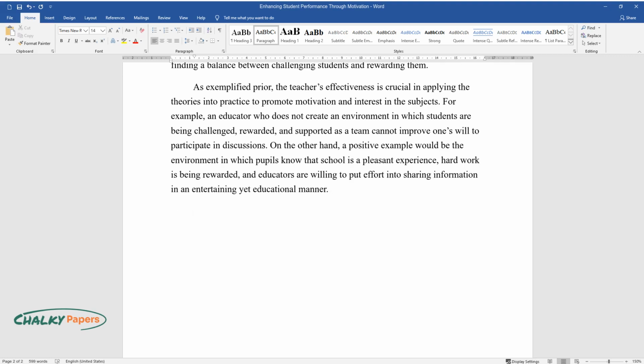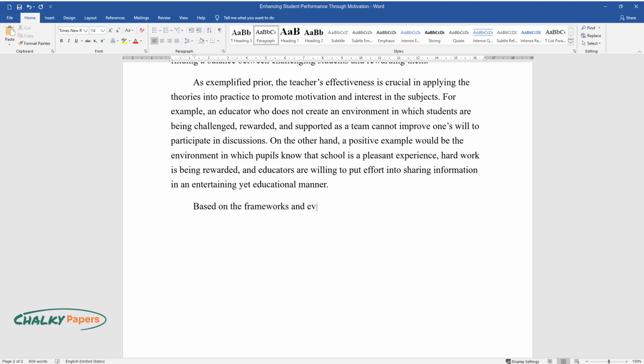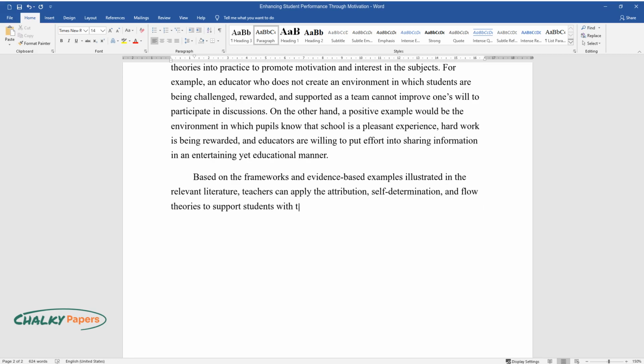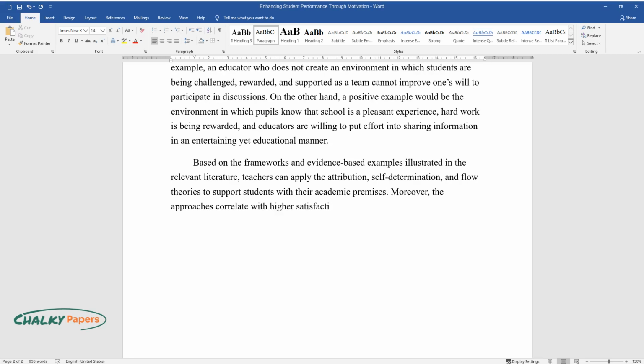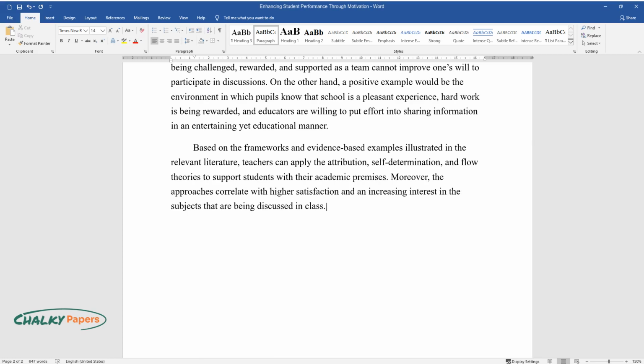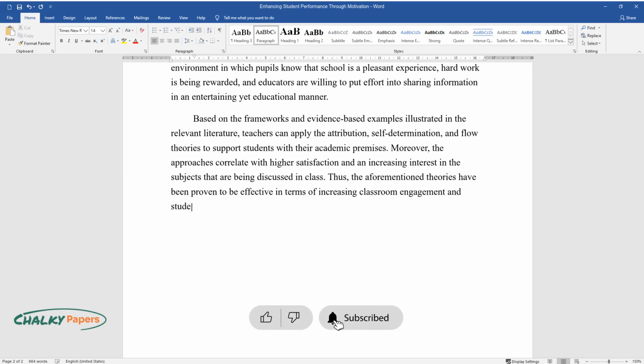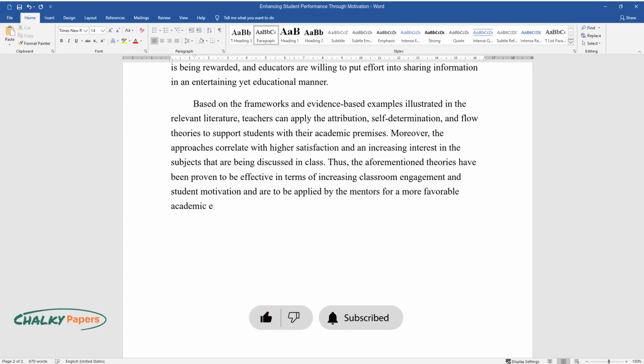educational manner. Based on the frameworks and evidence-based examples illustrated in the relevant literature, teachers can apply the attribution, self-determination, and flow theories to support students with their academic premises. Moreover, the approaches correlate with higher satisfaction and an increasing interest in the subjects that are being discussed in class. Thus, the aforementioned theories have been proven to be effective in terms of increasing classroom engagement and student motivation and are to be applied by the mentors for a more favorable academic environment.